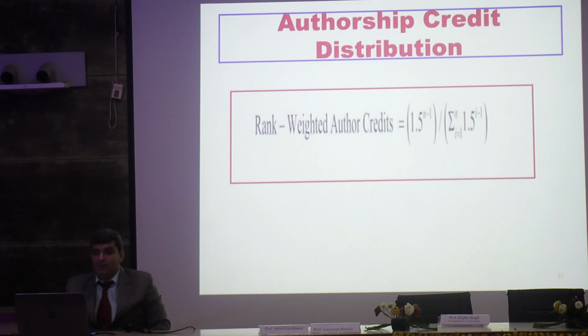This is the method for authorship credit distribution, rank weighted authorship credit, whether first author, second author, third author. So we assign rank and we calculate the contribution. The first author is supposed to contribute more. We may provide more weight to the first author.